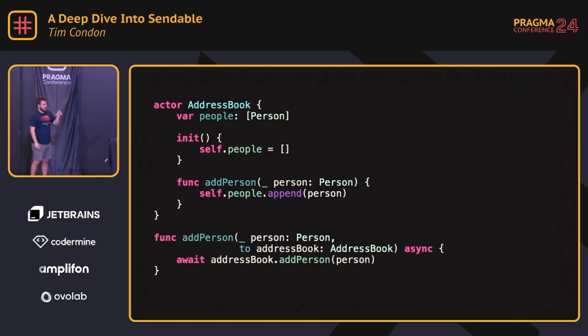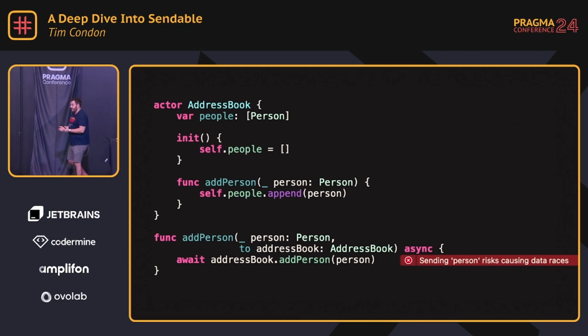Let's say I had another function called addPerson, where I want to be able to pass a person to an address book separately, and I call await addressBook.addPerson. The compiler can't check every instance of this call site, especially if it's public, and make sure this is safe. So if you try and do this, you will actually get an error in Swift 6, because this risks causing data race issues, even though it might be safe in some instances.